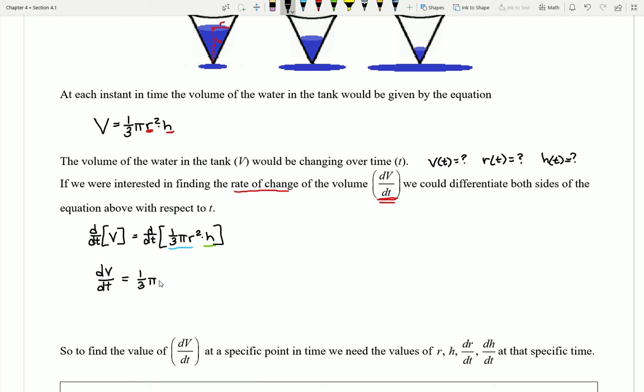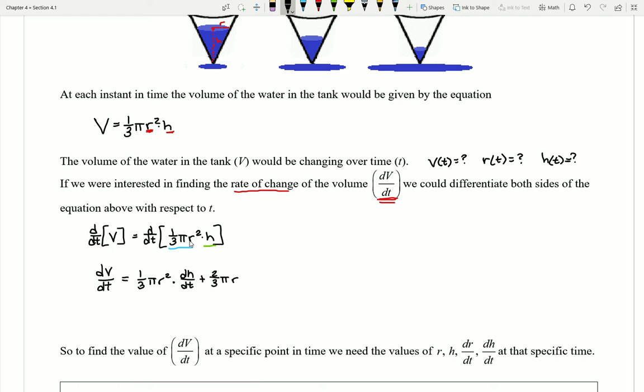I'll do 1/3 pi r squared, leaving the blue part alone, and then I'll just do the derivative of the h. Now, since h again has a mystery formula in terms of t's, I just have to write its derivative as dh dt. If I now reverse the order, I can bring this 2 down to the front. I'll put it on top of the 1/3. And so I'm going to end up with 2/3 pi r to the first power.